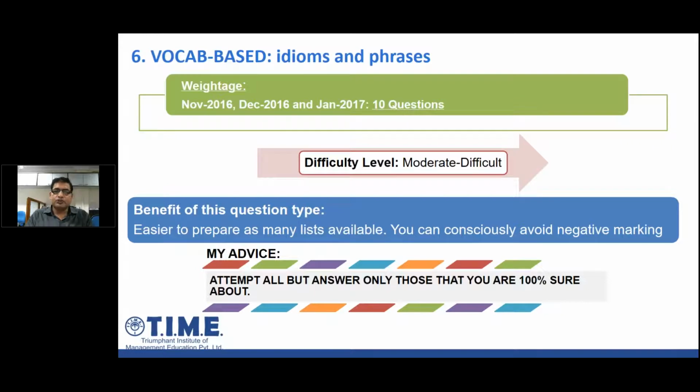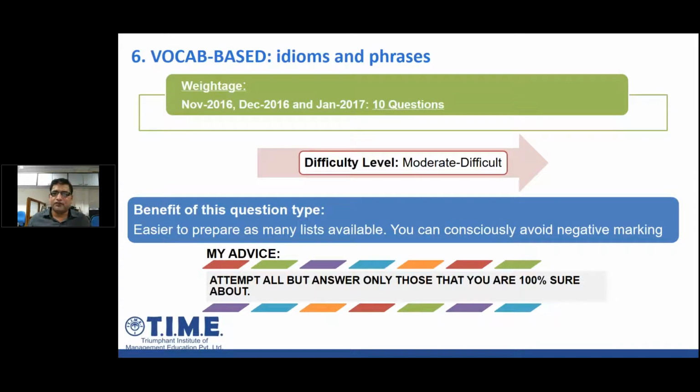So when it comes to synonyms, antonyms, and the previous question, that is one word substitute, this question is similar to them. You either know or you don't know. Okay, it's easy to prepare because many lists are available. But because we can definitely say whether we know the answer or not, we can consciously avoid negative marking. And here too, my advice therefore is attempt all, but answer only those that you are 100% sure about. Do not start this guessing game, especially in the case of idioms.